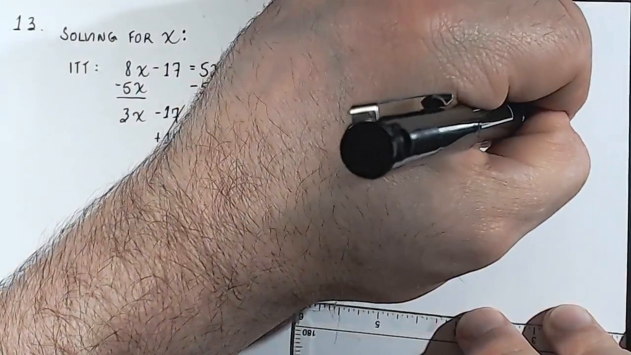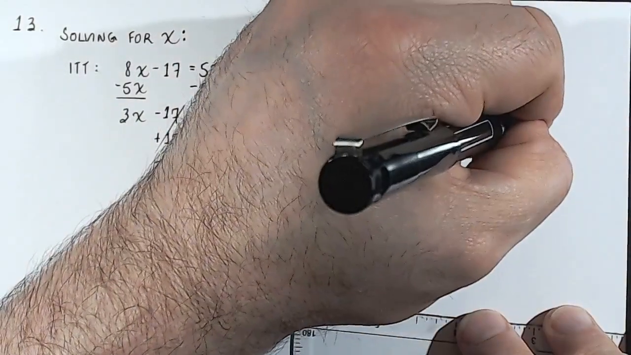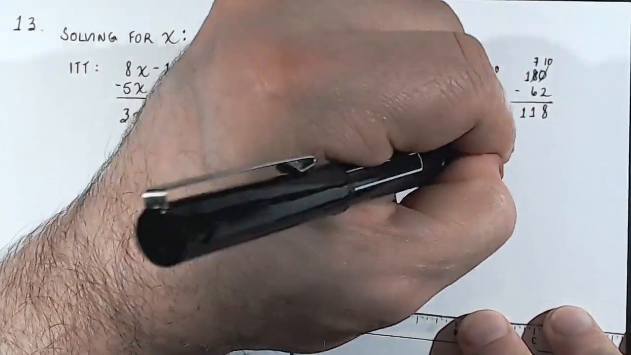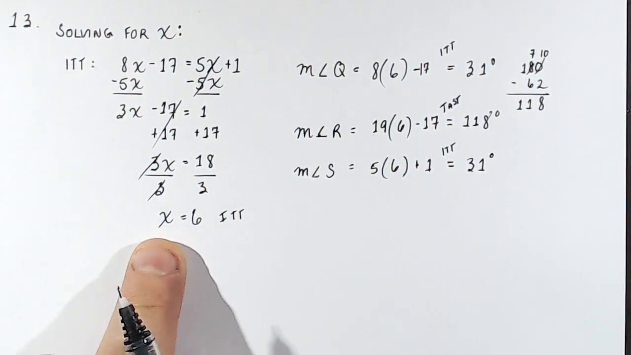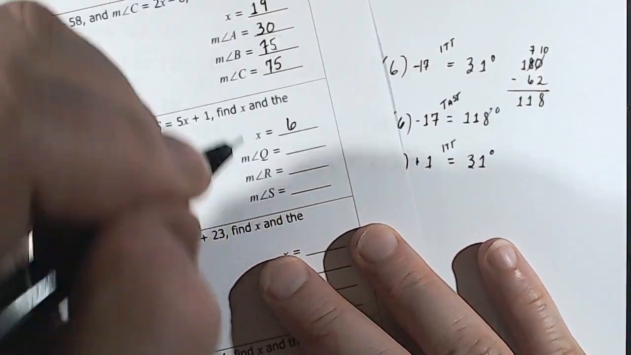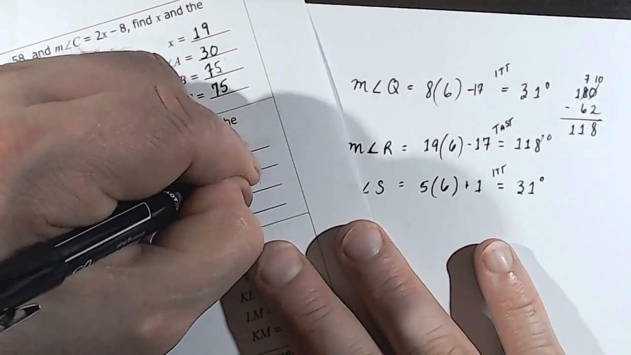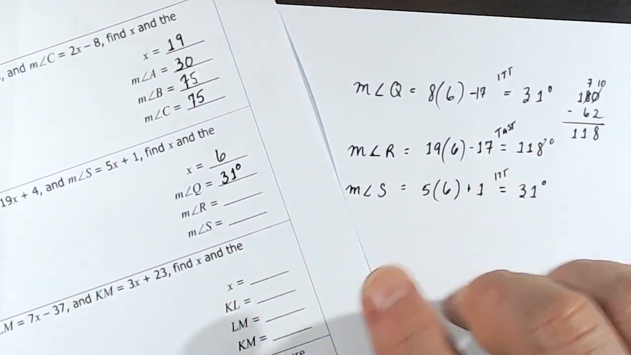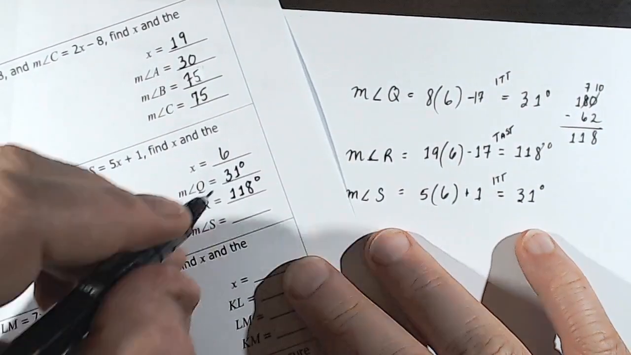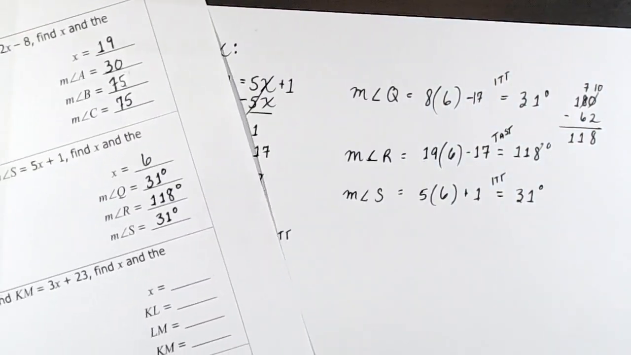2 from 10 is 8. 6 from 7 is 1. And we bring down the 1. So we have here 118 degrees, right? So x is 6, and these are the measures of the angles. X is 6. The measure of angle Q is 31 degrees. The measure of angle R is 118 degrees. The measure of angle S is 31 degrees. Okay, so that's number 13.